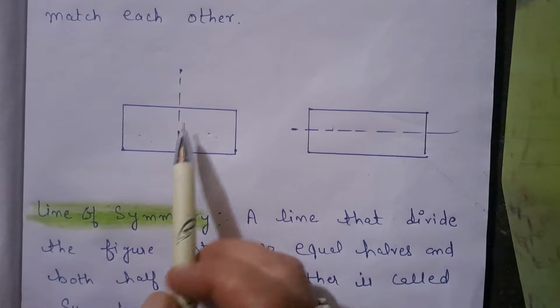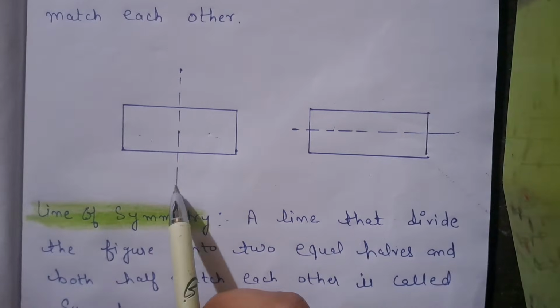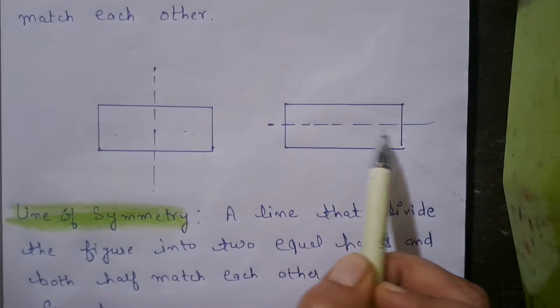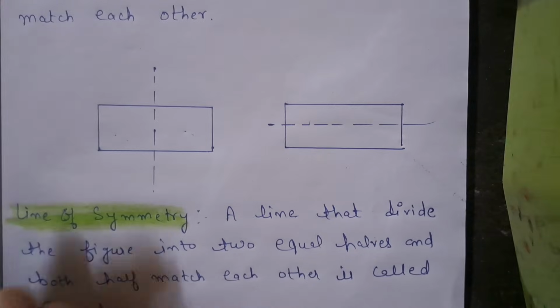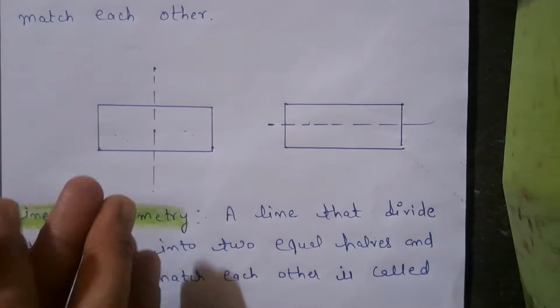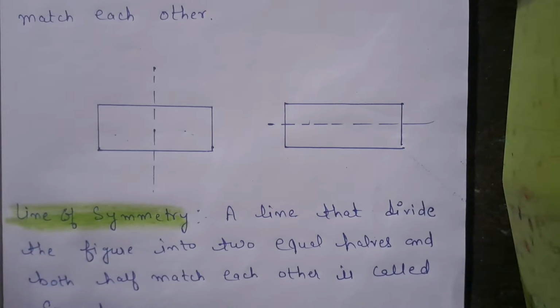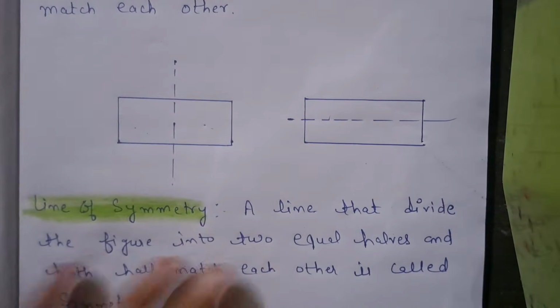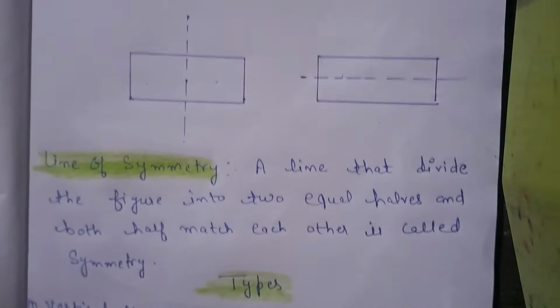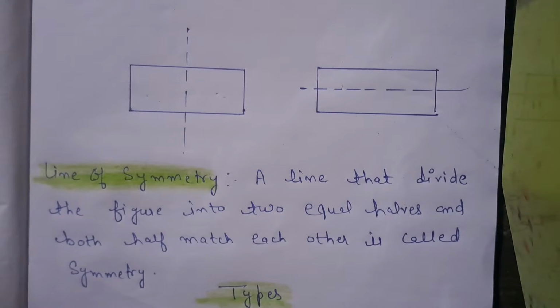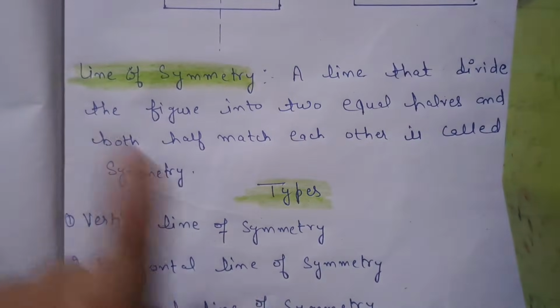Can you see it? This is a line of symmetry and this is also a line of symmetry. It's very simple. A line which divides the figure into two equal halves, where both halves exactly match each other, is called the line of symmetry. Okay, now let's move on. Types of line of symmetry. How many types of line of symmetry are there? There are three types of line of symmetry.